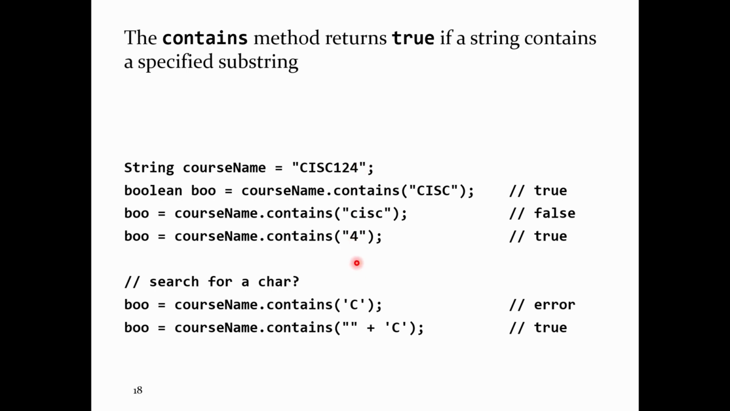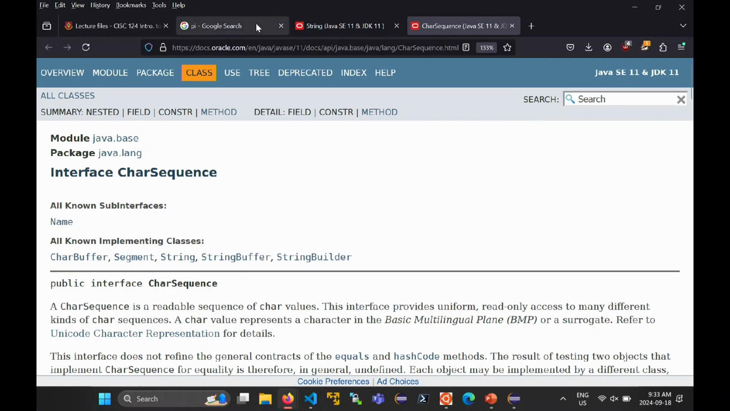You can't pass in just the regular number 4 here, though. So you can't write course contains and then the digit 4. Right? There is no method that tests whether or not an int is inside of a string. Right? You need to ask, is a string inside of a string? And even that's not quite true. So let's go look at the documentation for contains.